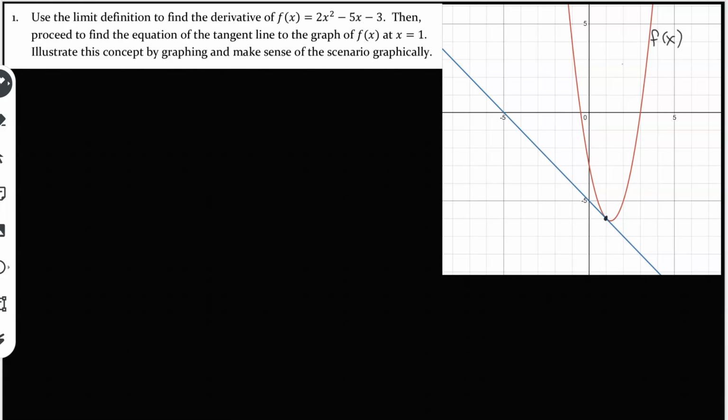The point 1, negative 6 is right here. That's what we found, right? When x is 1, y is negative 6. Now at that point, we look for the equation of the tangent line, where the slope m is the derivative of the function f of x evaluated at 1. And we found that the equation of this line right here is y equals negative x minus 5.